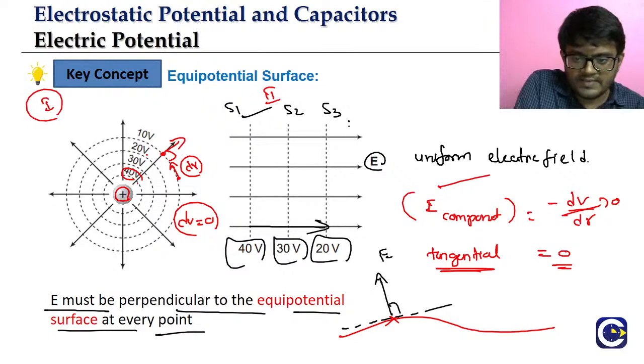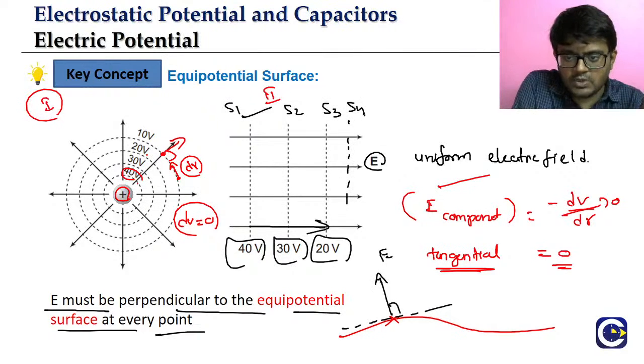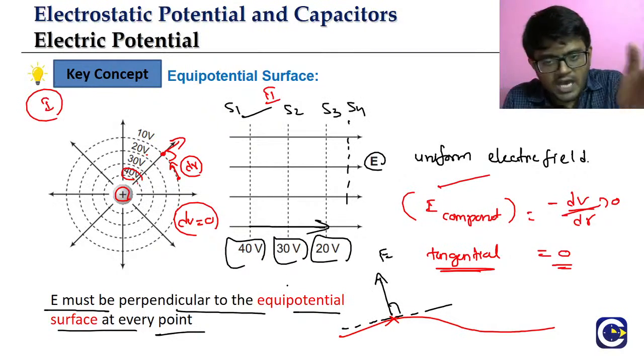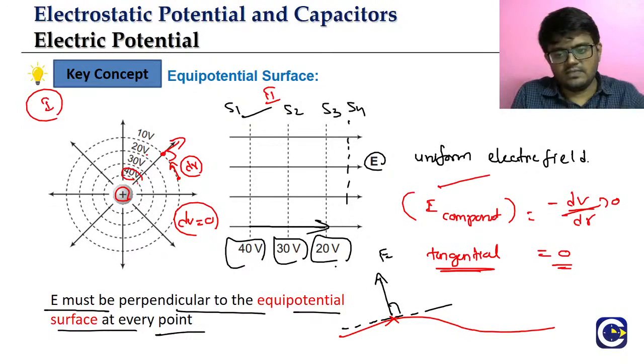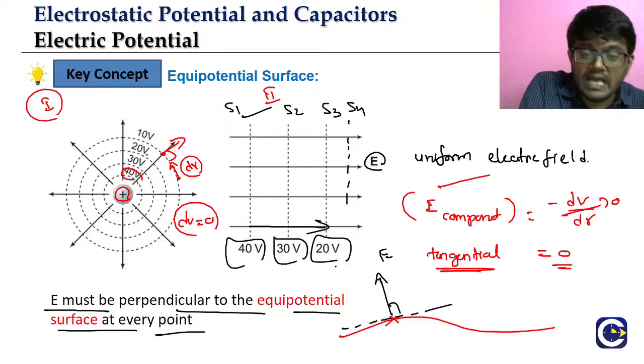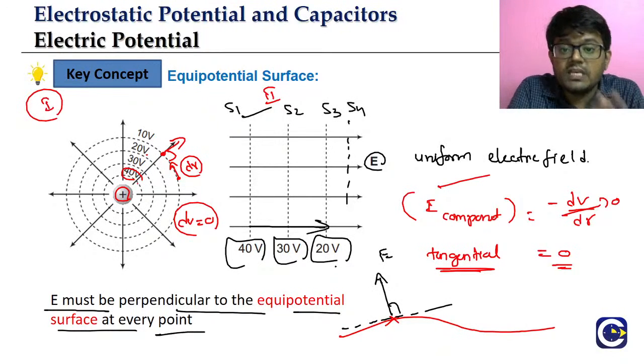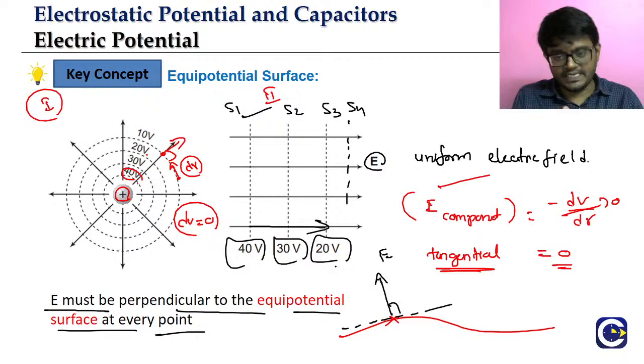The next surface will have a lesser potential. The next surface will have even lesser potential. Okay, so if you are going in the direction of the electric field, potential value will keep decreasing. So this is how we will have the relation between equipotential surface and field lines.